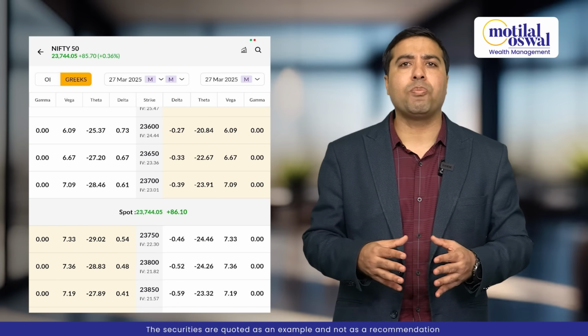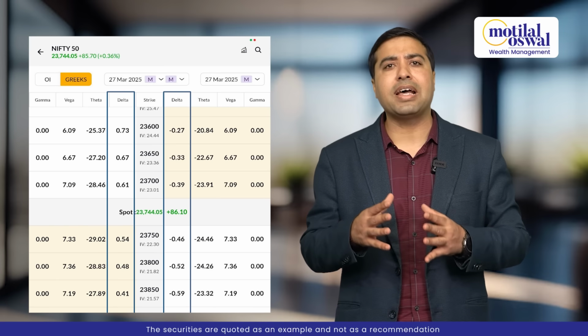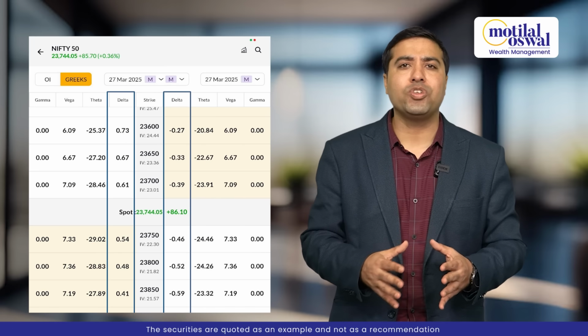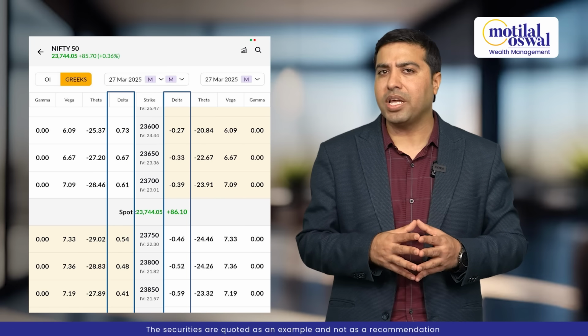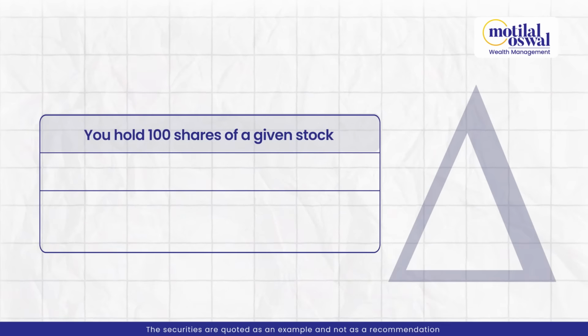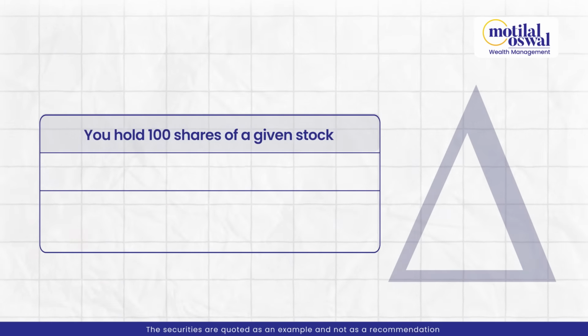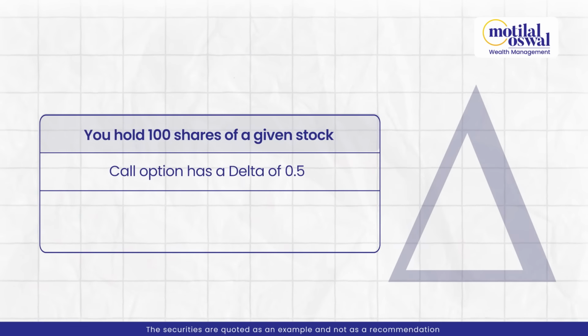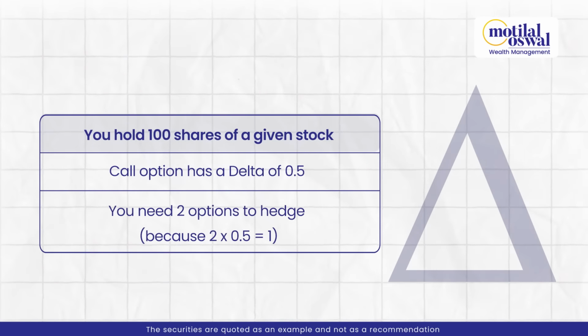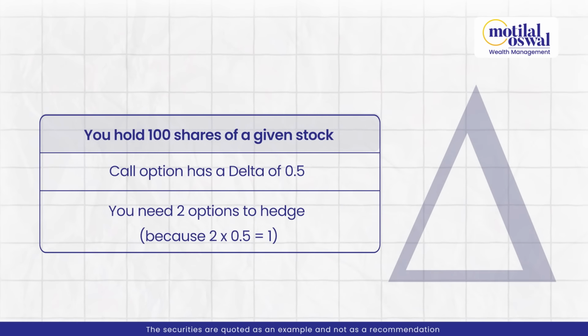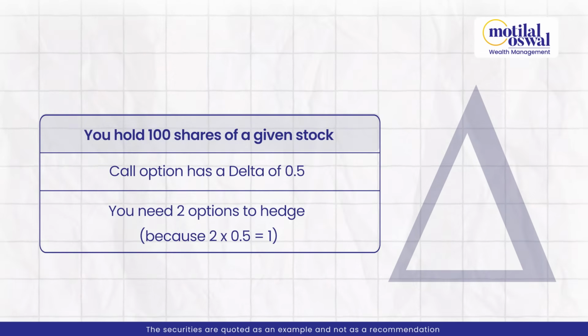So if you want to hedge your position using options, delta helps to calculate how much you need to buy or sell to stay balanced. Let's say you have 100 shares of a stock and the call option has a delta of 0.5. That means we need 2 options to hedge, because 2 into 0.5 will be 1 delta. So all the delta hedgers calculate the delta position of their existing portfolio, and accordingly they keep on hedging the position as per the market movement.